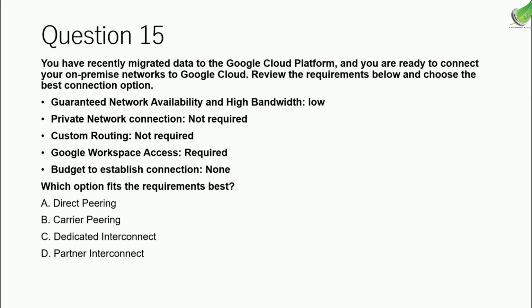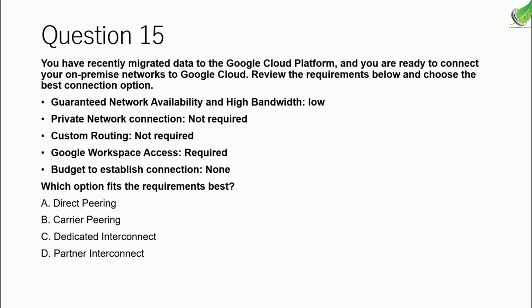Alright, this question is a process of elimination. We need to find the one connection option that fits a very specific set of requirements, with the most important one being that there is no budget. Let's start by ruling out the easy ones. Option C, dedicated interconnect, and D, partner interconnect, are both premium services. They provide a private, high-availability connection directly to your VPC with a guaranteed service level agreement, or SLA. They are expensive and provide a private network. This directly contradicts the requirements of no budget and private connection not required, so we can rule both of these out immediately.